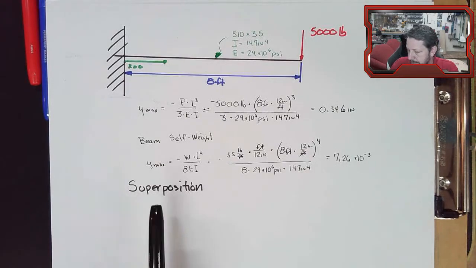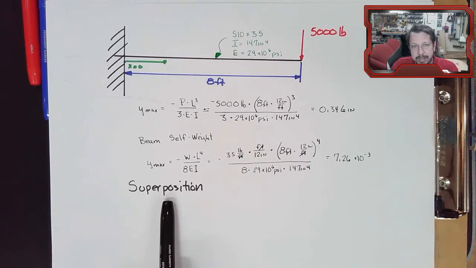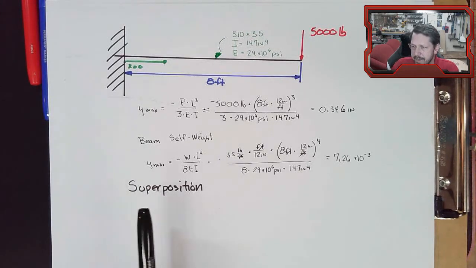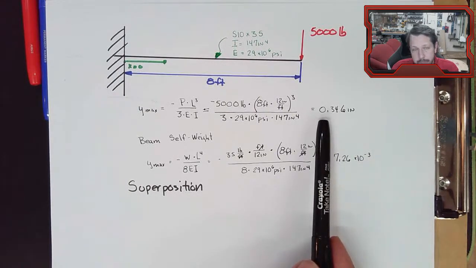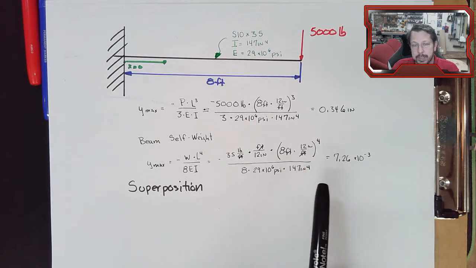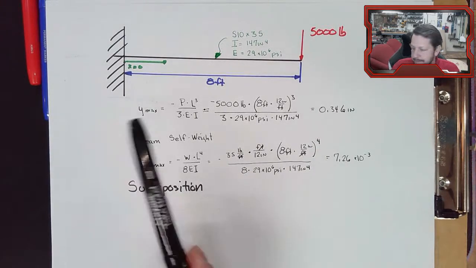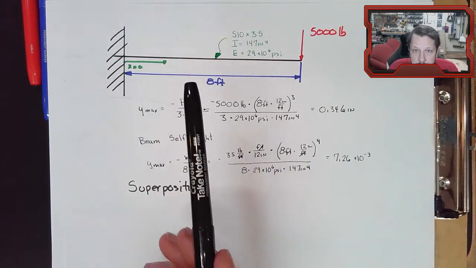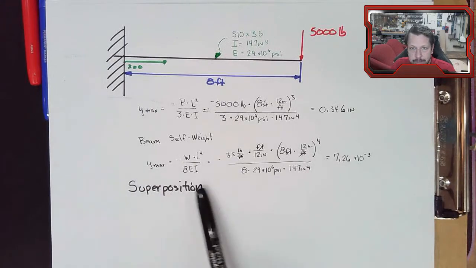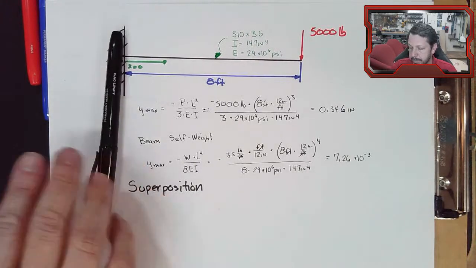And the idea for superposition is that you can take the individual effects of loads and add all of those individual effects together to get the total effect on the system. So in this case, we can take the individual effect of the point load and add it to the individual effect of the beam's self-weight, and that sum would be the total deflection. Now in this case, the self-weight deflection is really small, so it doesn't make a big difference, but if you do want to include that, or if you're told to include the beam's self-weight, then you just add them together.